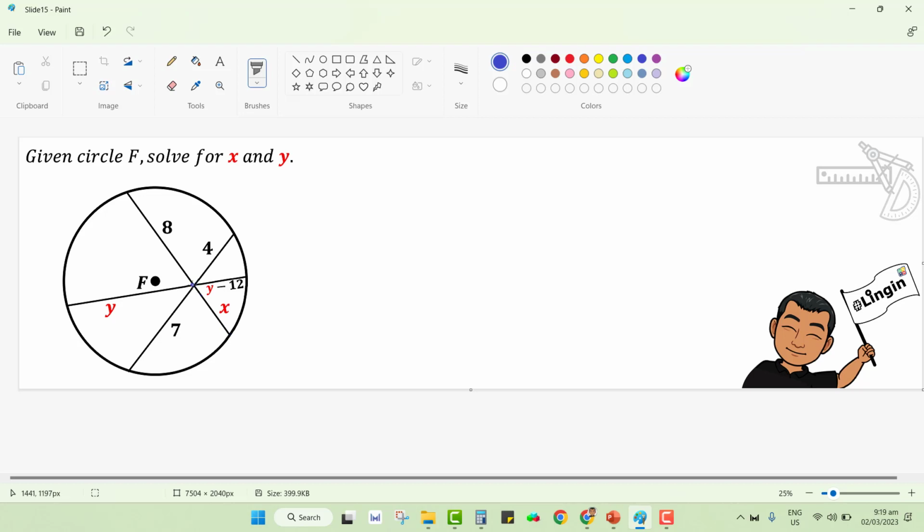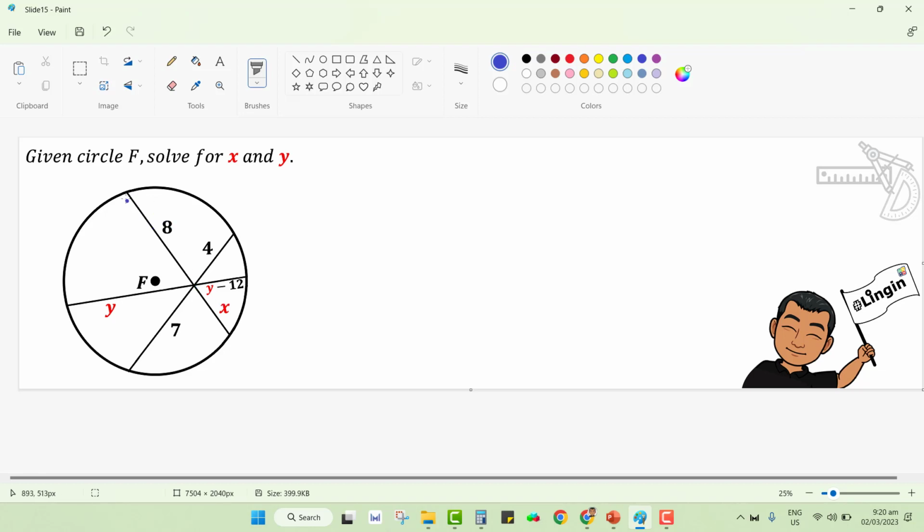of the three chords. Y is also the length of another segment from this point on the circle towards the same point of intersection. For this example, we are going to use the chord-chord power theorem. It tells us that if there are chords that intersect inside the circle, there is a unique relationship as to the portions of each chord.